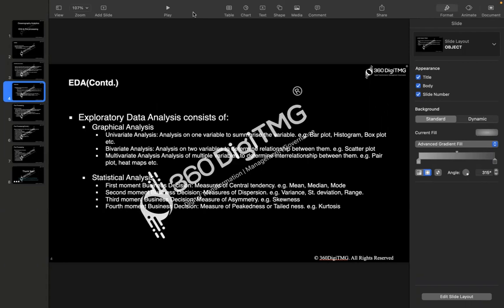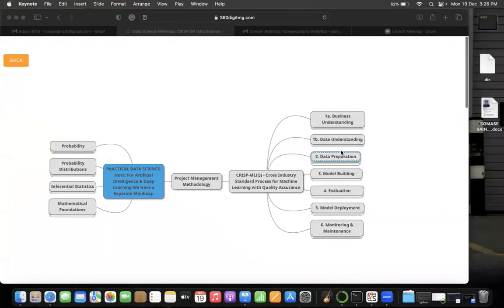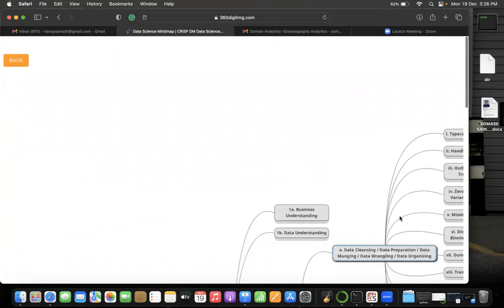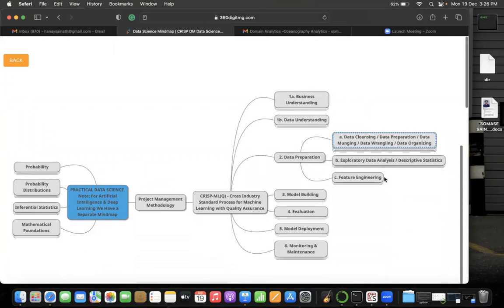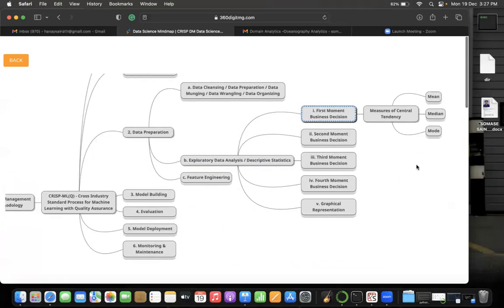Here we discussed the graphical analysis: univariate, bivariate, multivariate, all these things. We will be learning about statistical analysis in the meanwhile: the first moment business decision, second, third, fourth, all these things through our mind map. So let's move to the mind map. Here is the mind map. In this we will move to data pre-processing. I think we finished data preparation yesterday. So we will be looking into this first moment business decision.